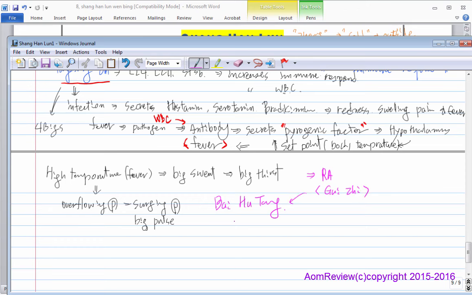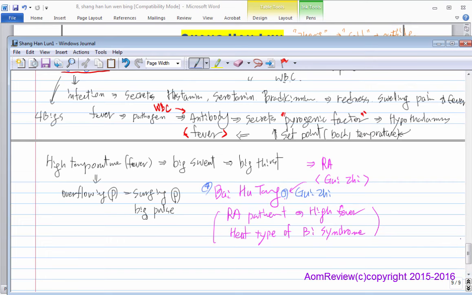This is good for the RA patient who has a high fever or the heat type of Bi syndrome. You also use Bai Hu Tang plus Guizi. Okay, so this modification is really important, which means Bai Hu Tang plus Guizi. This is a very important thing. Okay, just keep in mind.